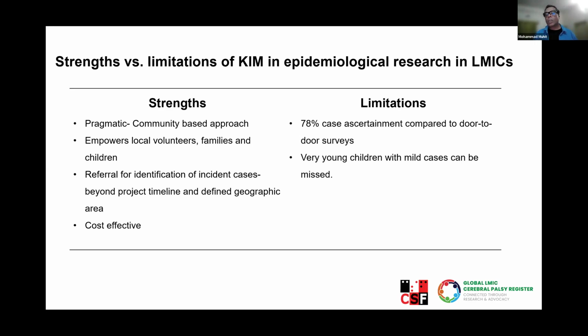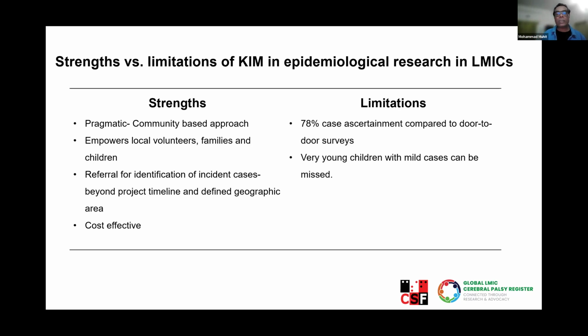And to do it in a larger population, to find few children with disability, the key informant method gives that opportunity where you don't have to examine thousands of thousands of normal children, healthy children, to find only few who have some sort of health condition. It also empowers the local volunteers, families, and children. And that has a long-lasting effect, which we have already seen in Bangladesh and in some other countries where we have been working over the last 5-10 years.